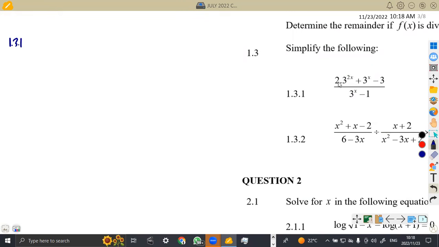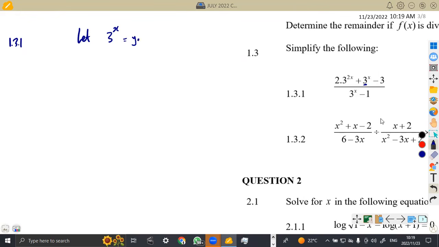1.31, we have 2 by 3 to the exponent of 2x plus 3 to the exponent of x. What is important is for you to factorize this type of expression. So for you not to make mistakes, you can introduce a certain expression in place of 3 to the exponent of x that you understand. In this case, let 3 to the exponent of x be equal to y. So I'm introducing a certain constant. It can be any letter of your choice. So in place of 3 to the exponent of x, we are going to substitute y.